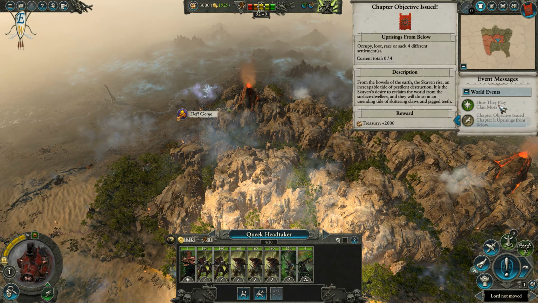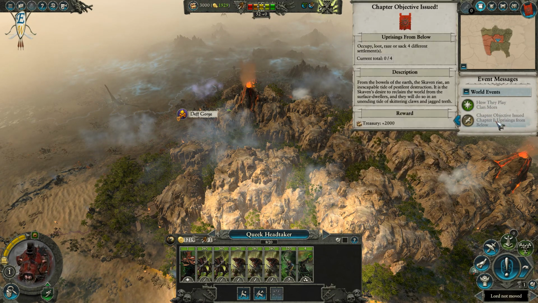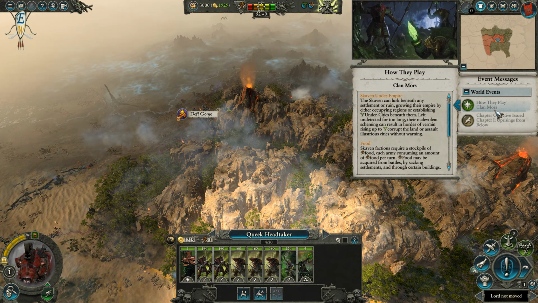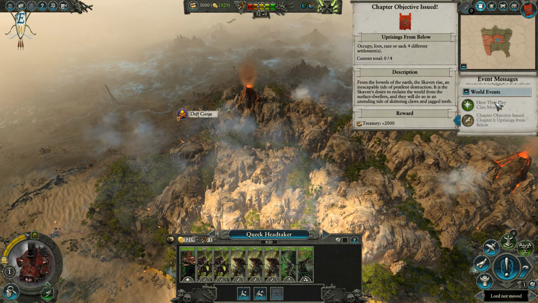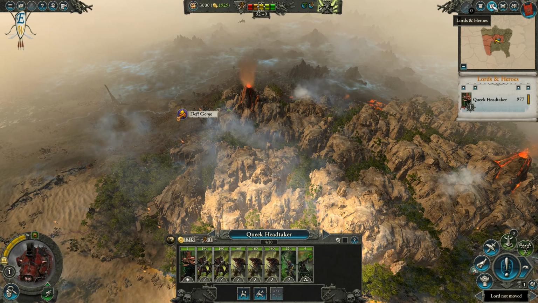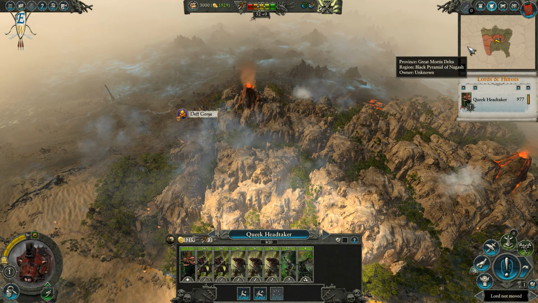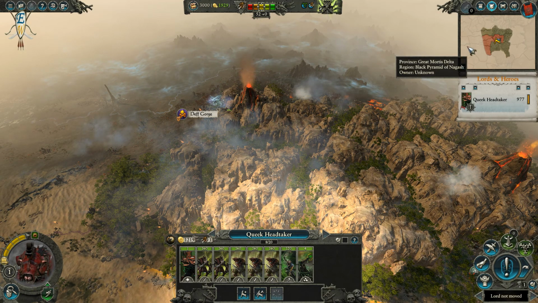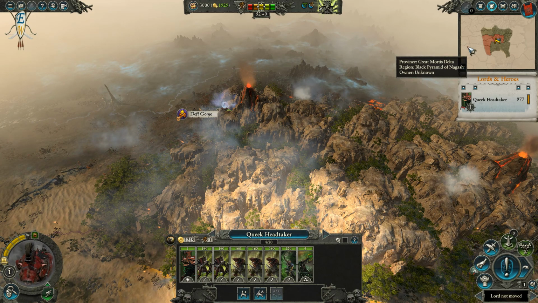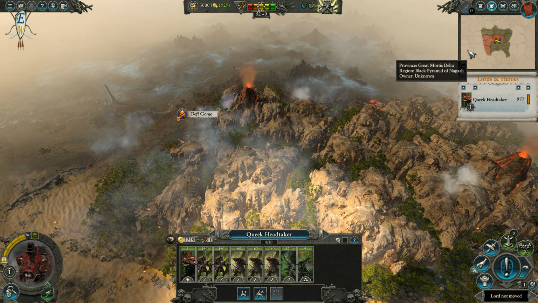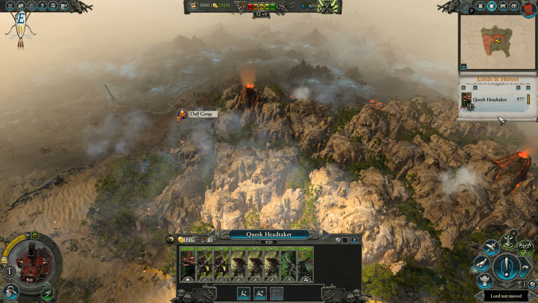The next button is for events. Basically click that, and anything that's happened over the end turn, diplomacy wise, you'll be able to view there. The next button is for Lords and Heroes. Any Lord and Hero that you have available, or available to recruit, you'll be able to see them there.